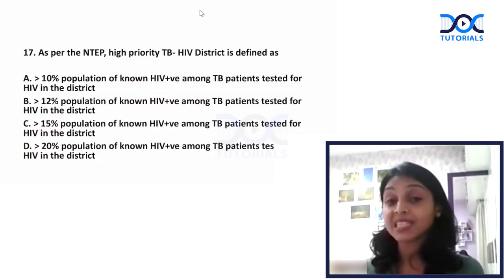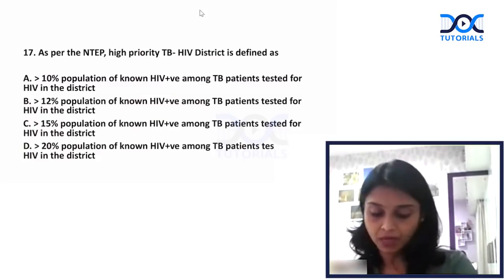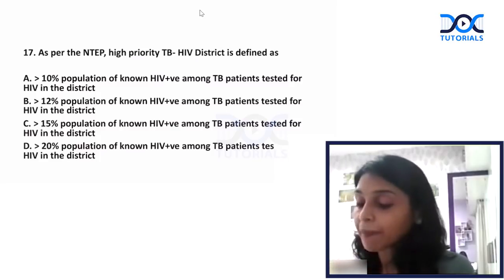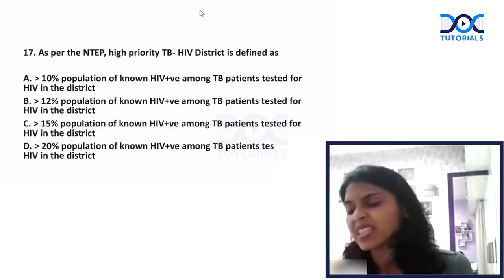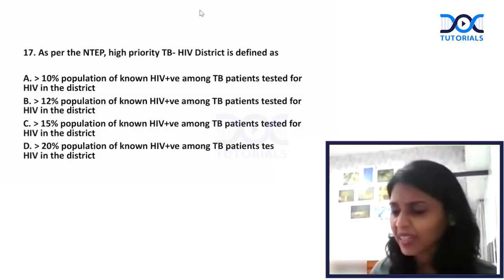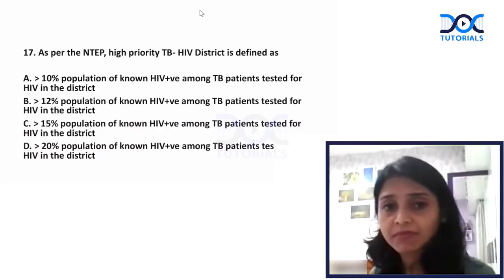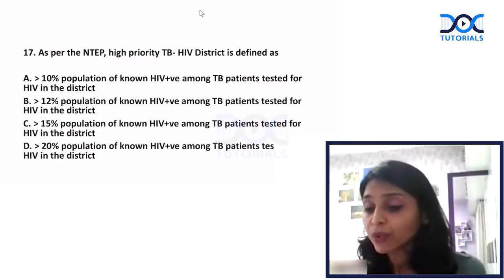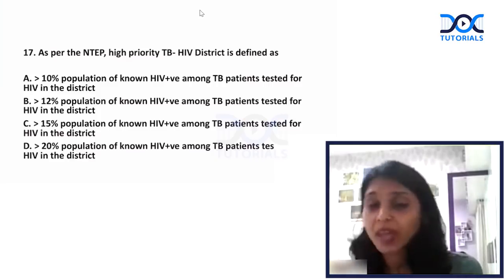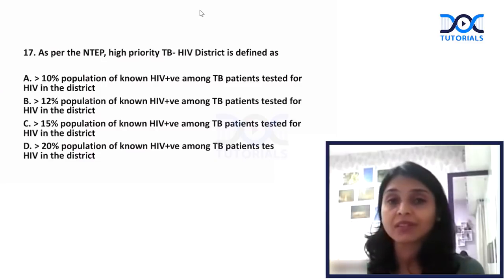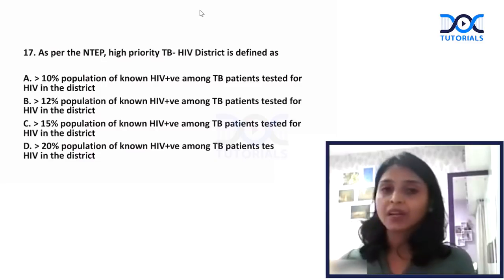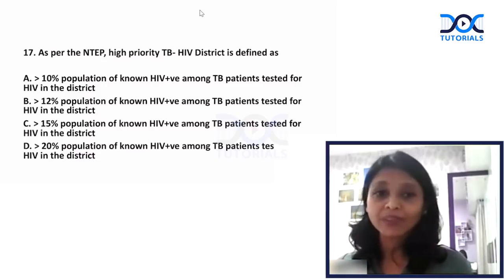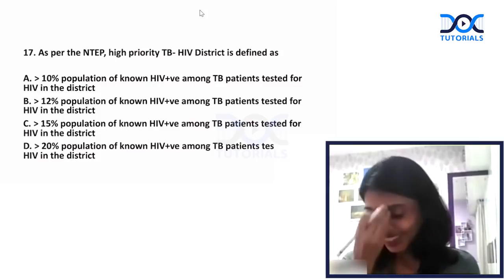Now coming to the 17th question. As per NTEP, high priority TB HIV district is defined as. Did anyone give it correct? Has anyone given the answer correct? Even if you didn't get this correct, it's okay, because this was an unexpected question. Usually you get a lot of them right. Good.